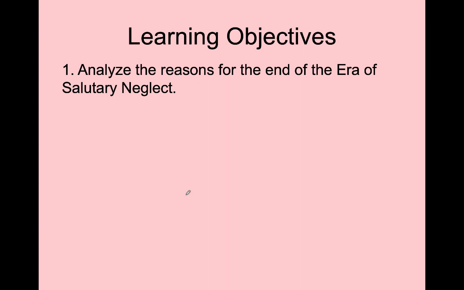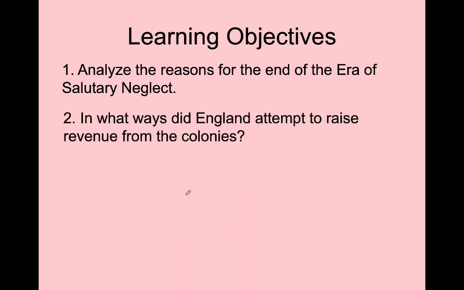So let's look at the learning objectives here. These are things that you should really think of and know and take from this lecture. First, it says analyze the reasons for the end of the era of salutary neglect. And again, that's just a fancy term for England ignoring the colonies. And so we had said that England is going to ignore the colonies until the French and Indian War is over. And at that point, England needs money. And so they're going to have to start to pay attention to the colonies to get money from the colonies. And that's the basic answer of the reason that the era of neglect is going away.